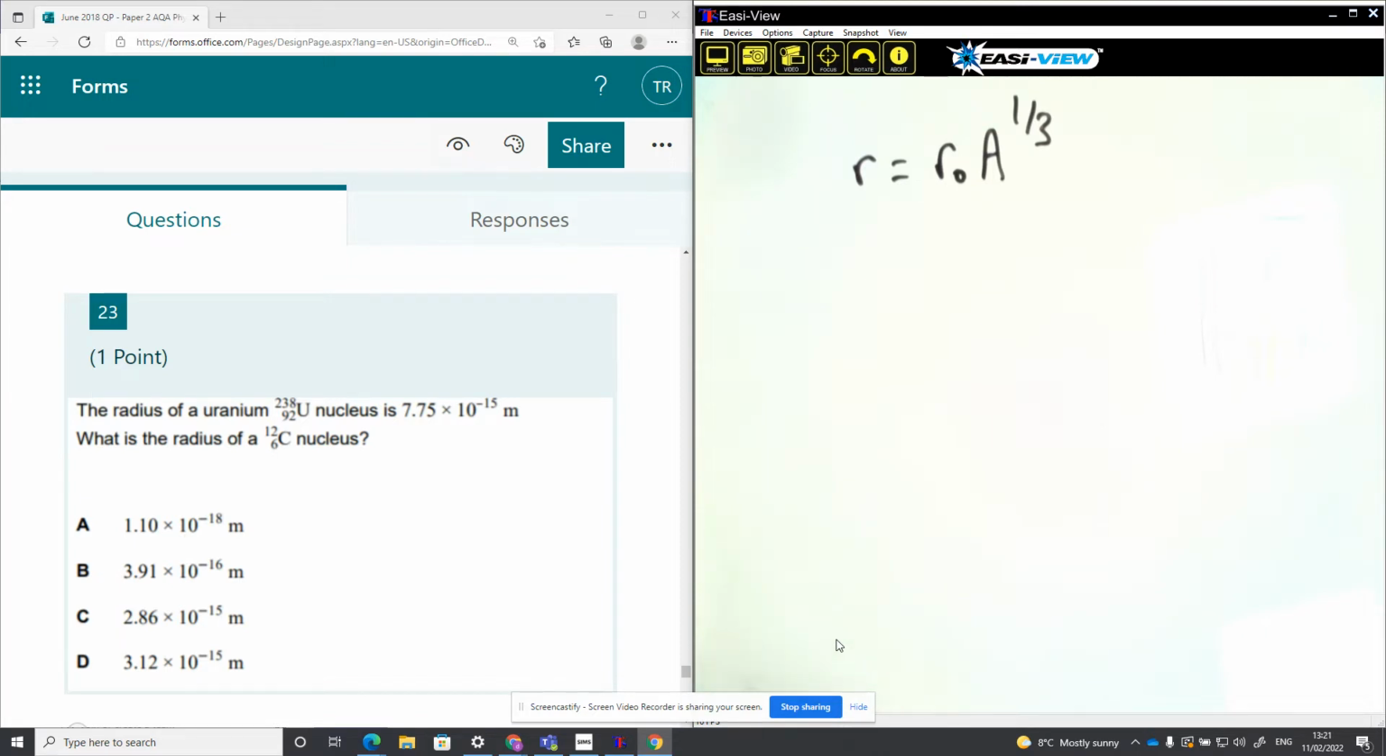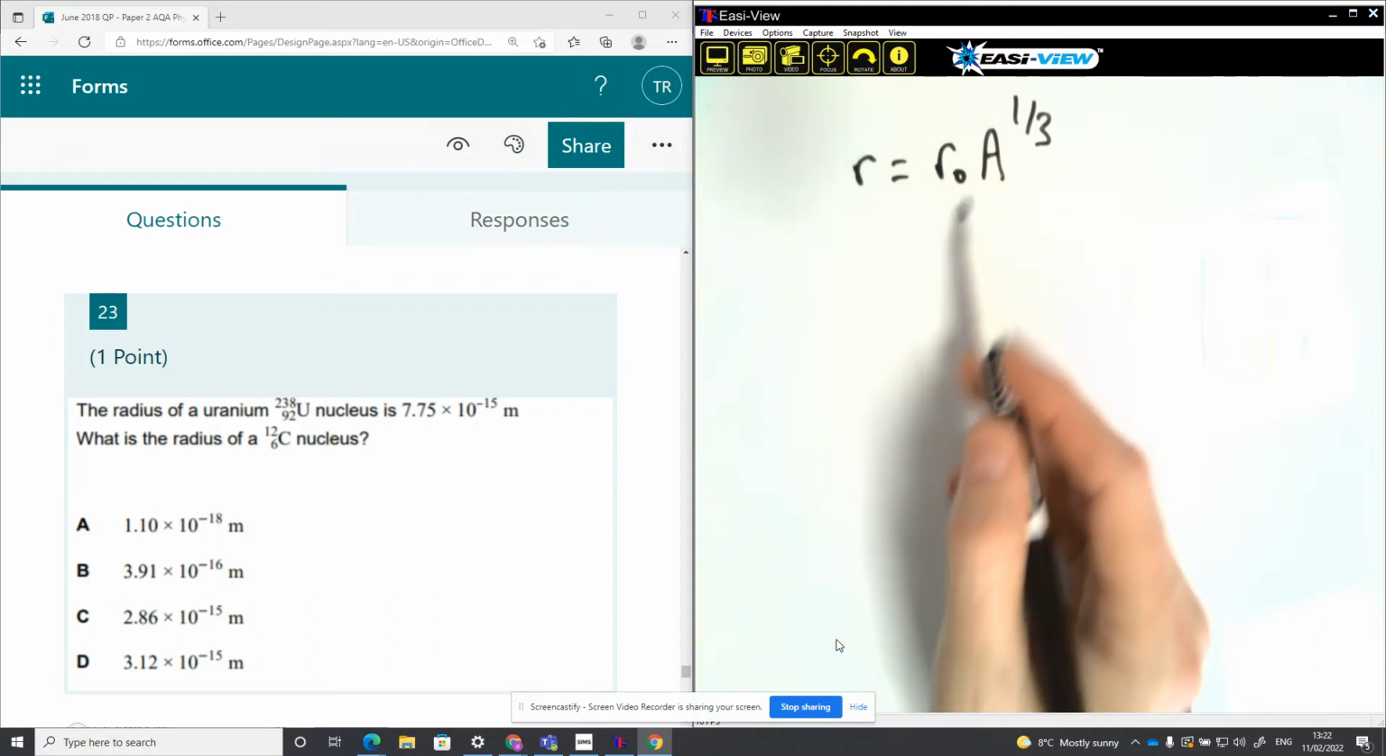So the ratio of the cube root of 238 to the cube root of 12 should give you the same ratio of nuclear radii of these two things. That's one way of doing it. My only hesitation with that would be that it might be quite easy to make a mistake. If you've got time, you're probably better off working this out in a slightly different way where it's clearer exactly what you're doing. And that way for me would be to find out what R naught is.